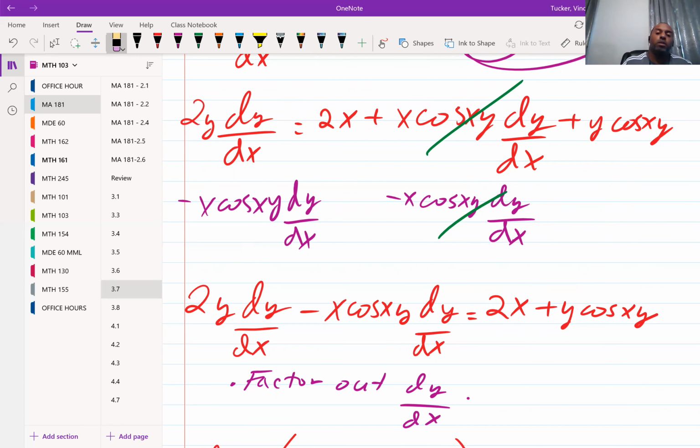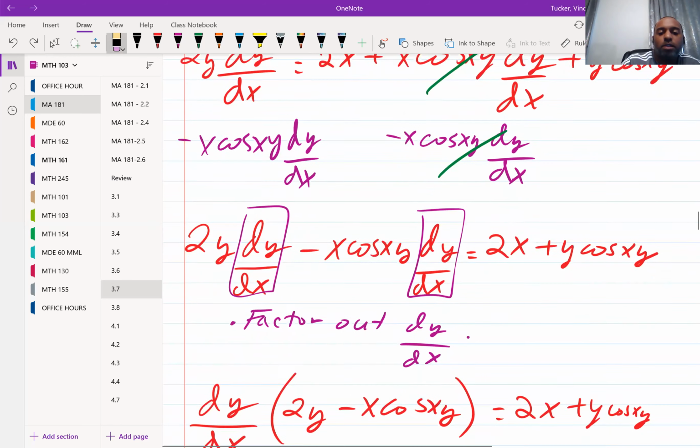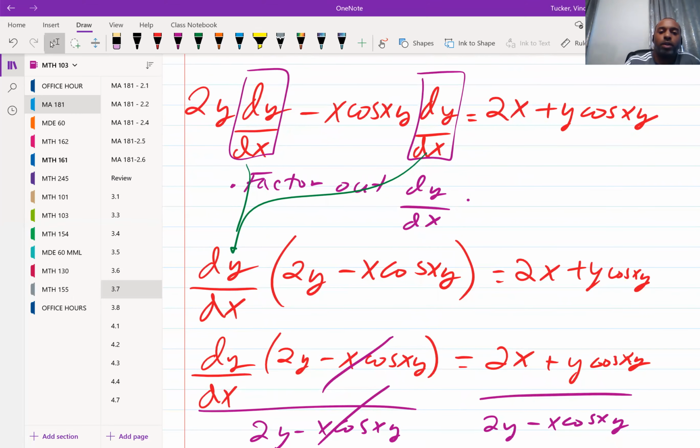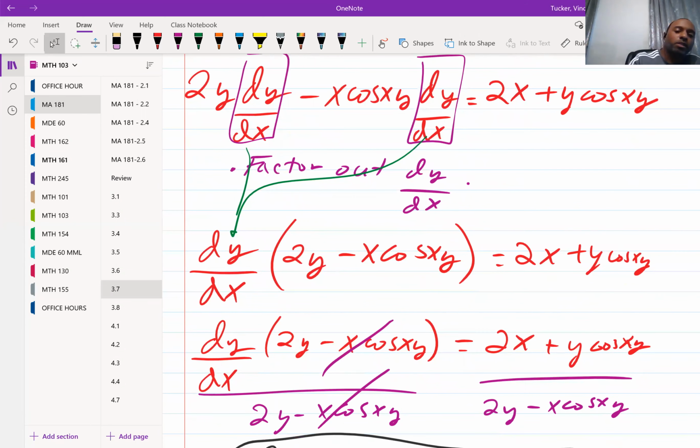All right. So like I said, we want to get dy/dx to the outside. So factor both of those out. That leaves 2y minus x times cosine xy in the parentheses. Then we can go ahead and solve for dy/dx by dividing both sides by that quantity, 2y minus x cosine xy, so that they cancel out.